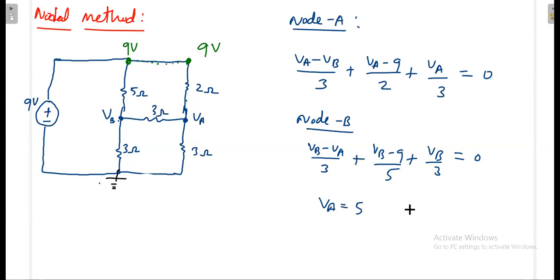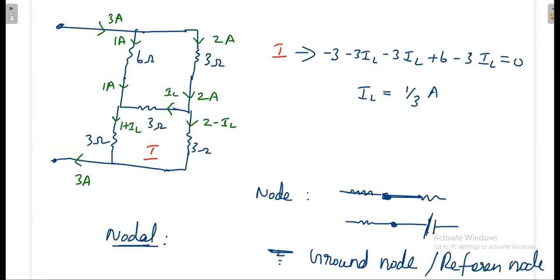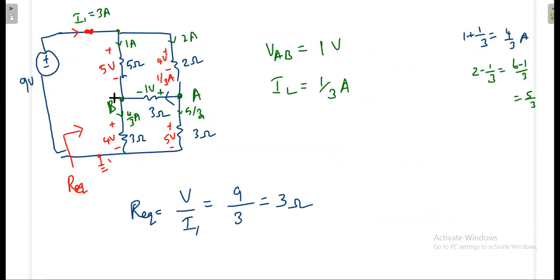VA is 5, VB is 4. So VA is equal to 5 volt, VB is equal to 4 volt. Then what is VA minus VB? 1 volt. That is VAB, VA minus VB, which is 1 volt. Is it correct or not? Yes, it is correct. The voltage is 1 volt, with the A side positive and the B side negative.